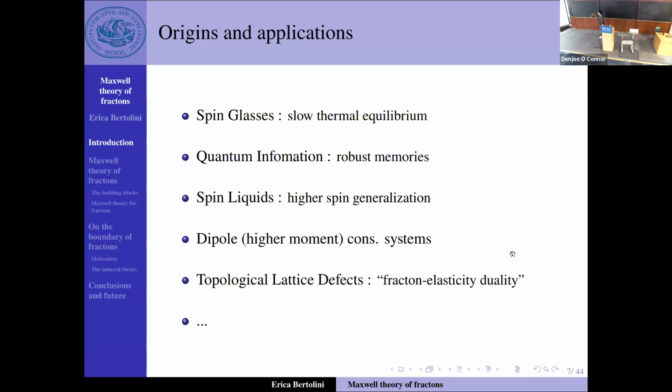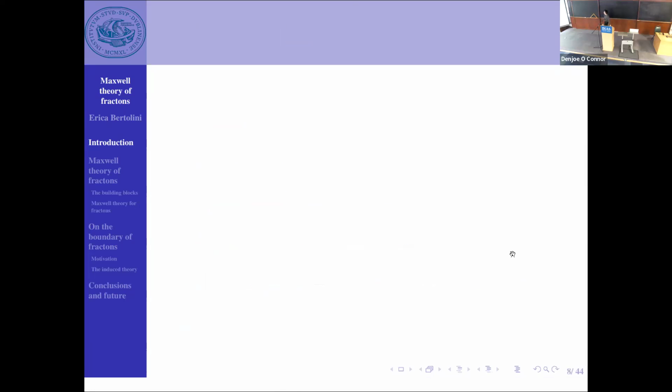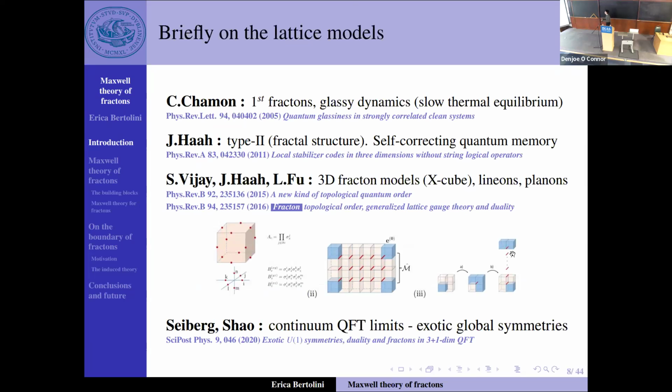And also, there is an interesting relation called the fracton elasticity duality, which can be used in order to describe topological effects, mostly in 3 space-time dimensions. So, a bit briefly on the lattice models.